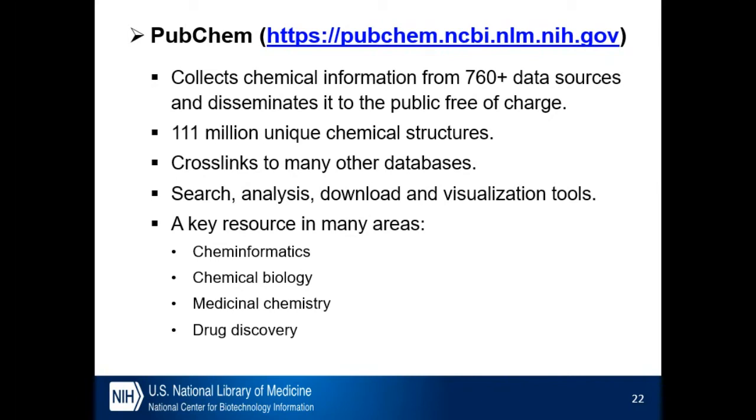Currently, it contains more than 111 million unique chemical structures with cross-links to many other databases. And we provide various tools for search, analysis, download, and visualization. PubChem serves as a key chemical information resource for the scientific community in many areas, as well as the general public.